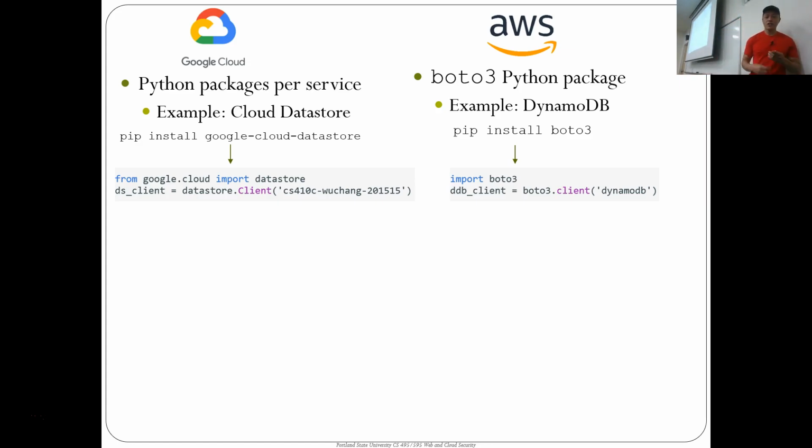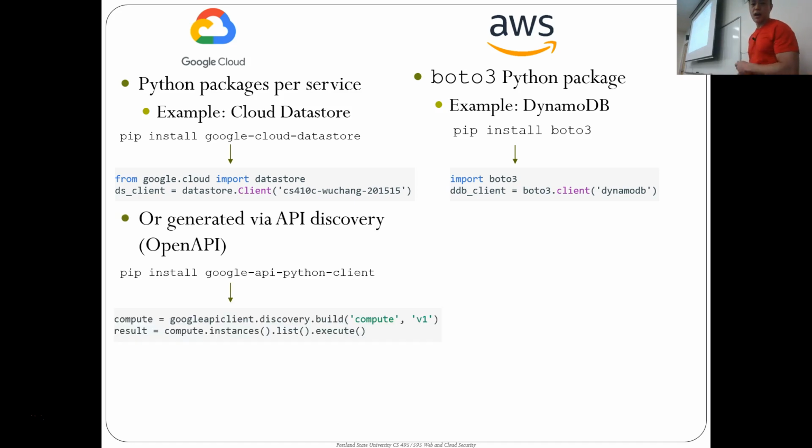Okay, I mentioned that you can access the backend resources using Python. So here's an example for accessing Cloud Datastore. You would pip install the Google Cloud Datastore package, and then you can import it, and then you can create a client, and then go for it. On AWS, the Python package is Boto3, so you install it, and then you import it, and then you can get a database client. So these were the two serverless databases that we were talking about previously.